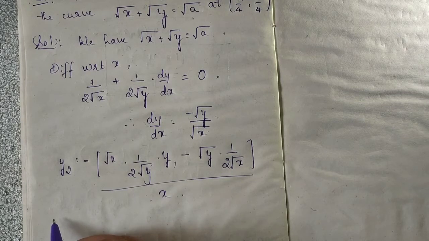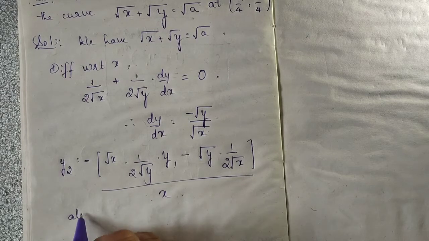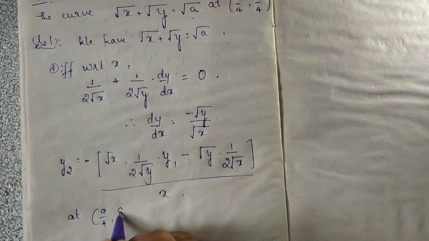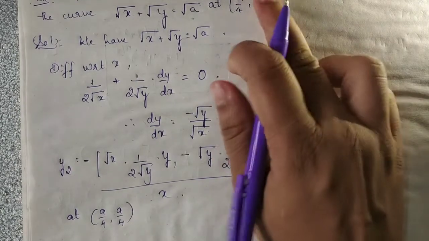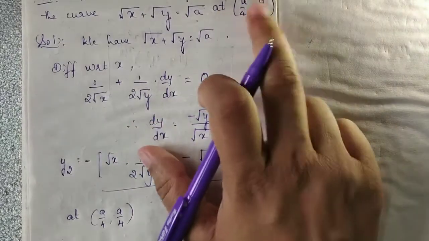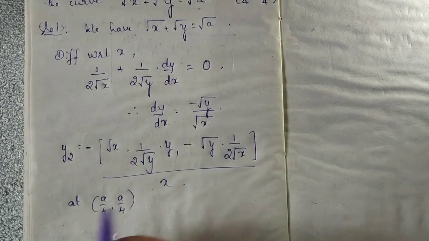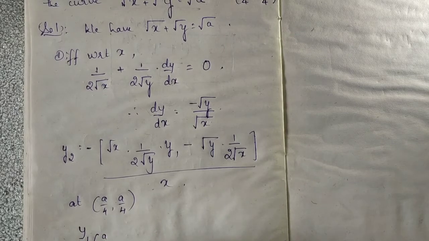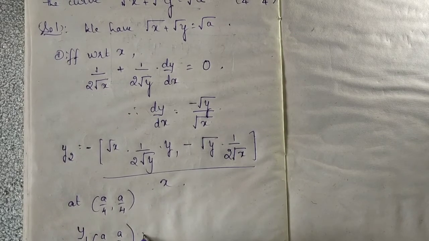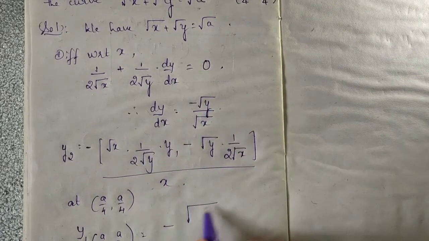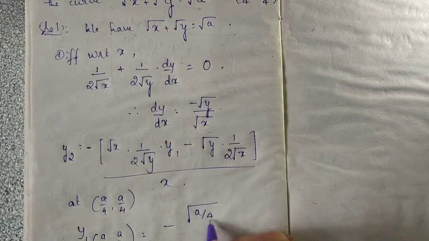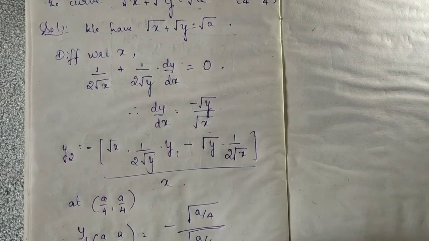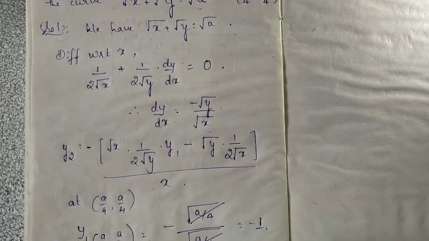So at the point a by 4, comma a by 4, here they are given at the point like this. So dy by dx, that is y1, at this point is minus of square root of a by 4 divided by square root of a by 4. So it will be minus 1.